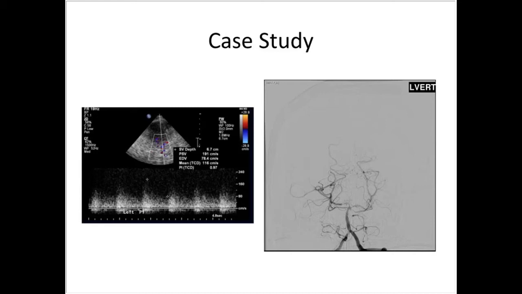This is a left vertebral injection, and there's retrograde filling of the right vertebral. Here's the basilar, and again, it just demonstrates the P1 segments that are highly stenosed. And again, we confirmed it with transcranial imaging.